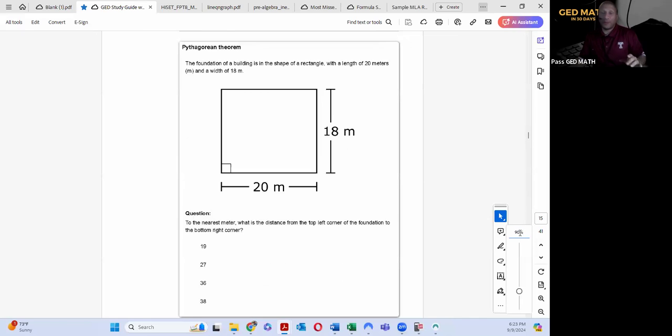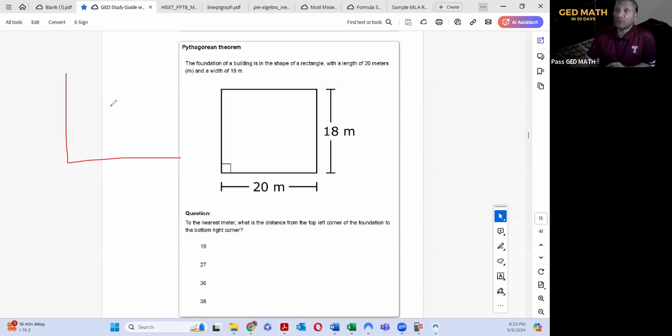Okay, this is what you've got to remember about the Pythagorean theorem. First of all, the reason most people can't do it is that they don't know when to use it. You use the Pythagorean theorem when you're trying to find the missing side of a right triangle. So first of all, you must know what a right triangle is. A right triangle is a triangle that has one of its angles as 90 degrees.